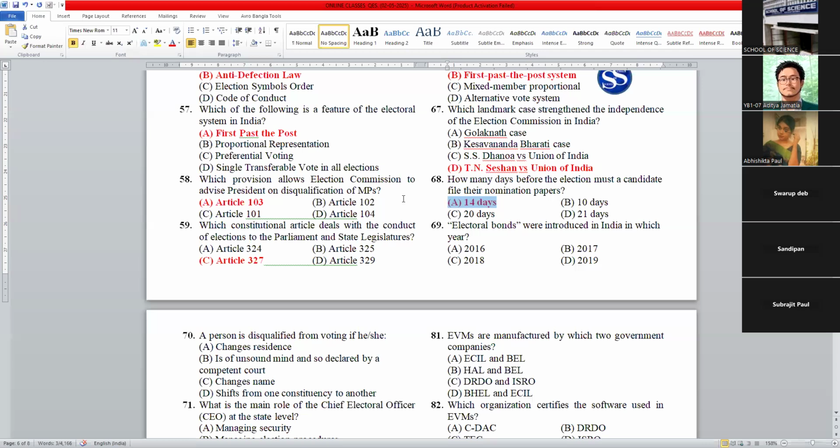Electoral bonds were introduced in India in which year? 2018. Very, very important, sir.